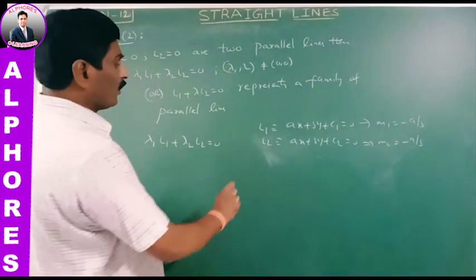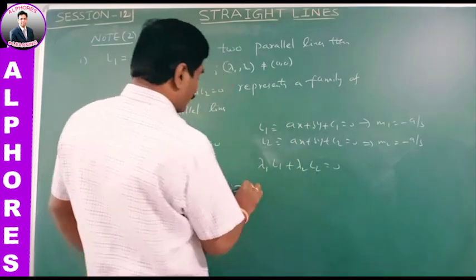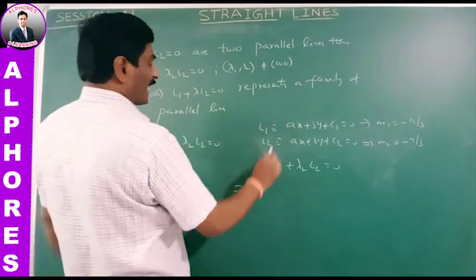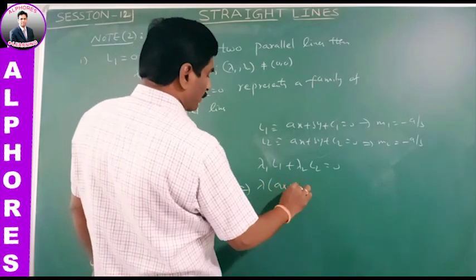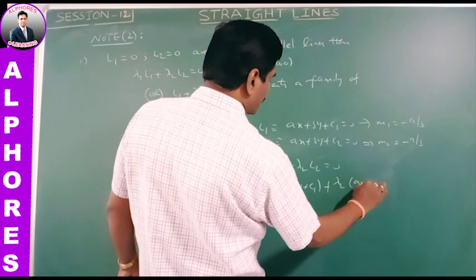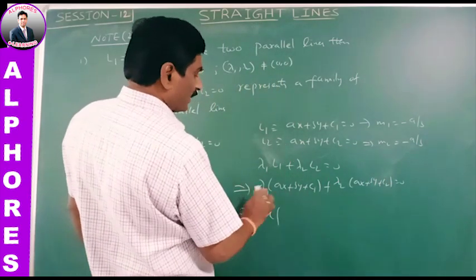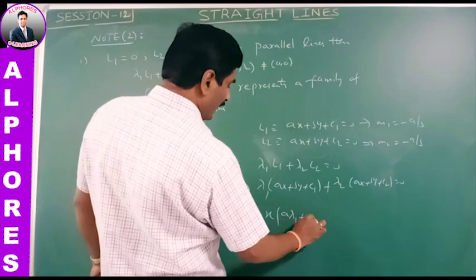Okay. Now lambda 1 into L1 plus lambda 2 into L2. Now we verify this line. Lambda 1 into L1 means ax plus by plus c1, plus lambda 2 into ax plus by plus c2 is equal to 0. Here x is the common term, a lambda 1 plus a lambda 2.